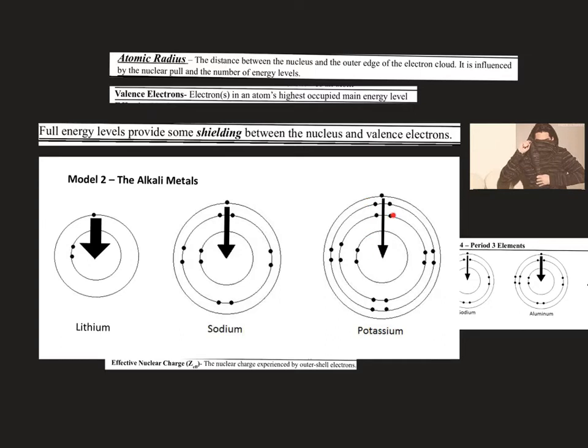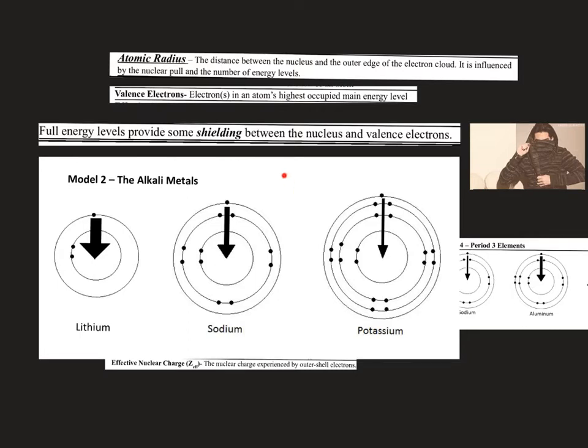So when you are blocking some of that attraction, you're ultimately holding those outer electrons just a tad bit looser than something where the electrons are almost in direct contact with those protons, okay? Now, they aren't in direct contact. There's always space, but you get what I mean.